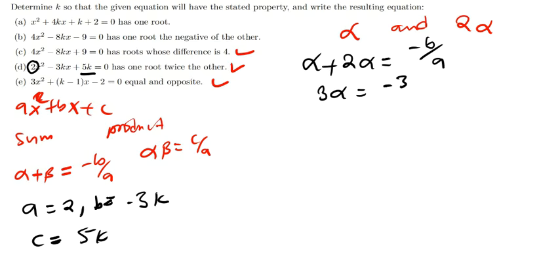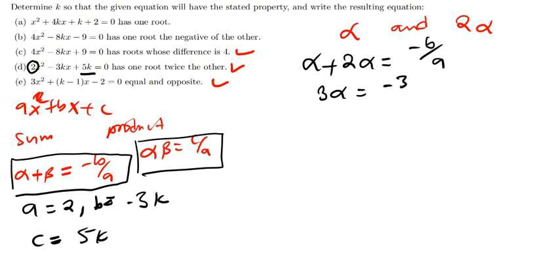But you are okay with this part where I said for the sum we use this, then for the product we use this? Yes. So now the question is 2x squared. We want to find the value of k, where 2x squared minus 3kx plus 5k is equal to 0 has one root twice the other. So it's a same root. So it's more like if I get r, the other one is going to be twice the other. So that's the reason why I'm not using beta.